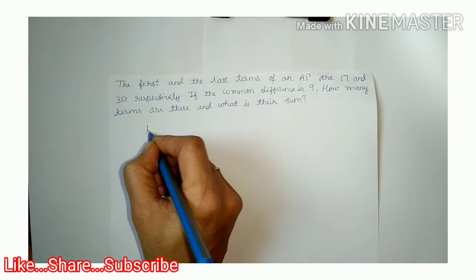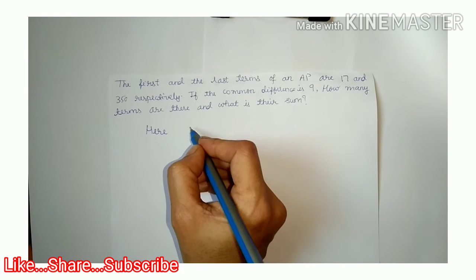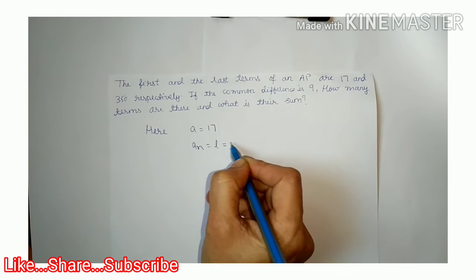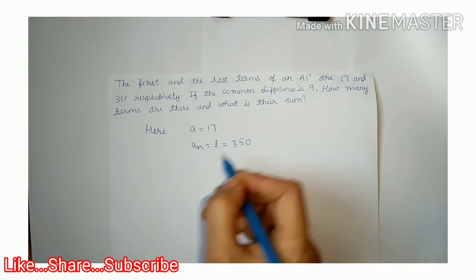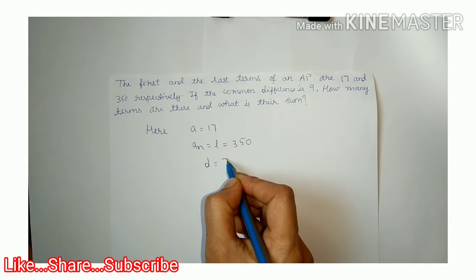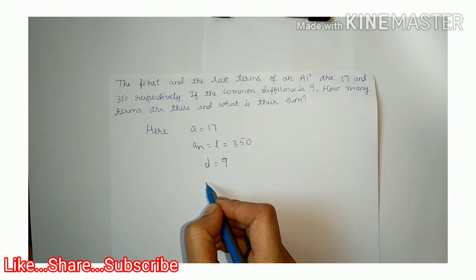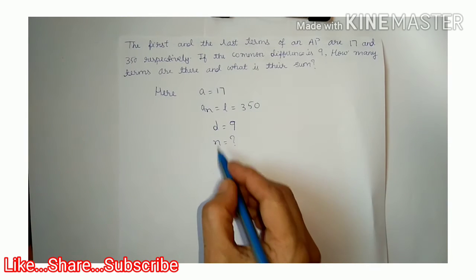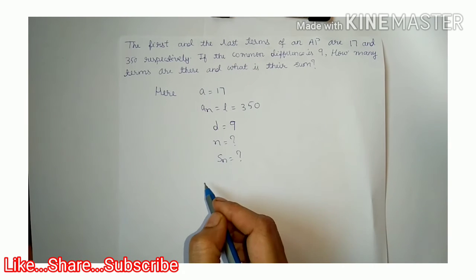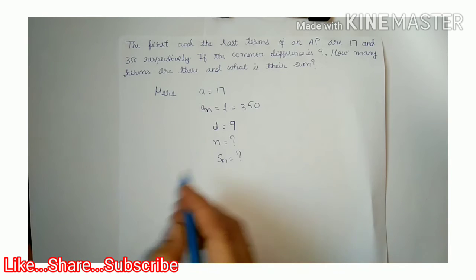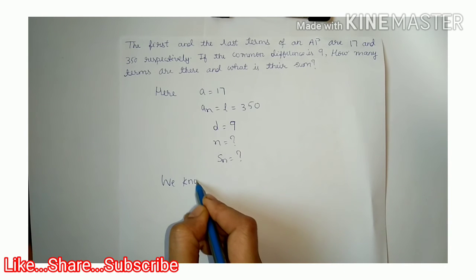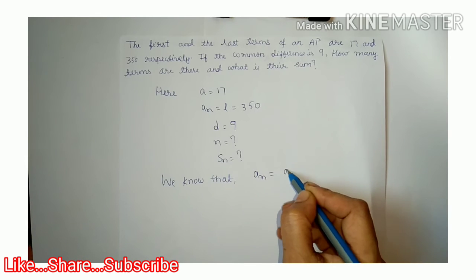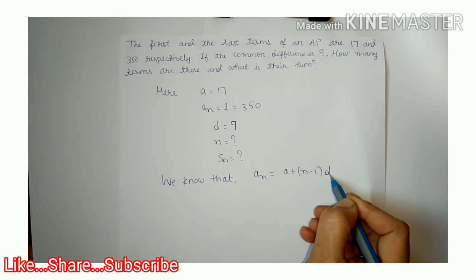Given here, first term 17, last term 350 respectively. If the common difference d is 9, how many terms, the number of terms n, and sum Sn is equal to how much? We need to find n and Sn. We know that nth term of an AP is given by a plus n minus 1 into d.